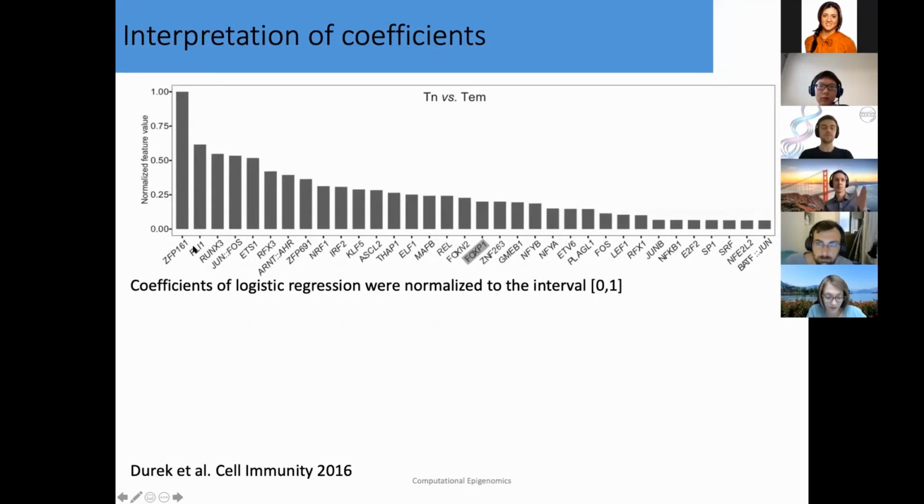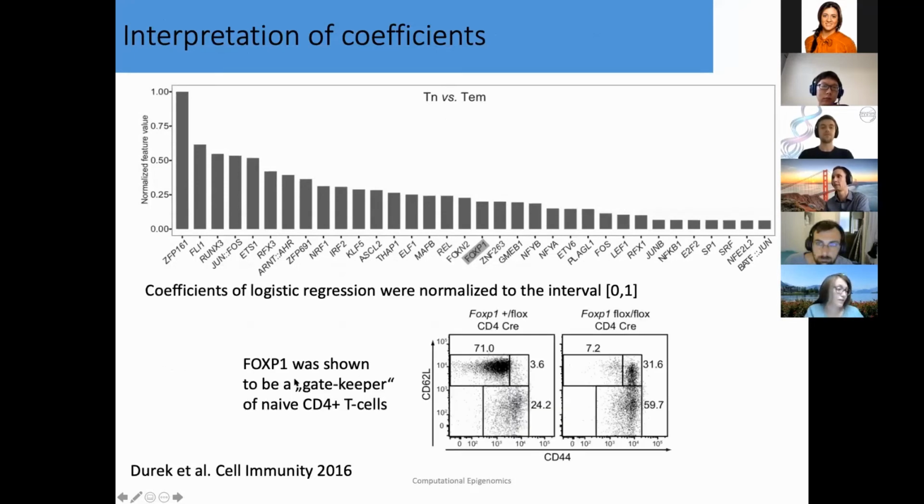And so it proposes a number of transcription factors that are related to, for example, the differences between naive and memory cells. And we actually validated this experimentally. One of those factors here, FOXP1, was studied in this paper. And what they've shown is that if you knock out FOXP1, then these cells lose their naive status.